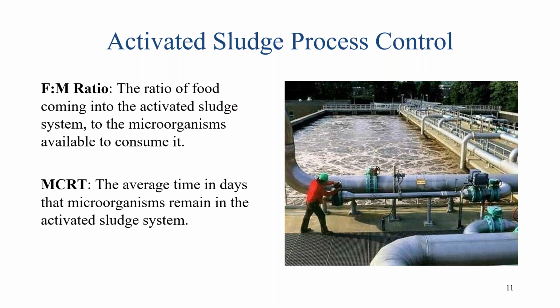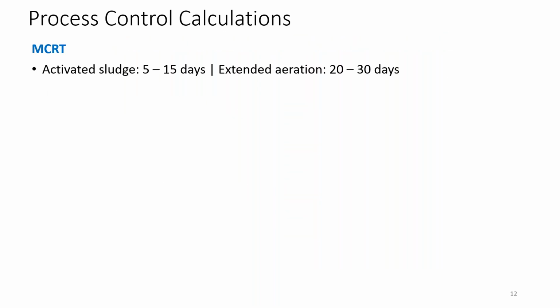The MCRT is the mean cell residence time, and the word mean means average in this case. The average time in days that the microorganisms remain in the system. We're recirculating the solids where they settle out in the clarifier. We're recycling a large portion of that back to the aeration tank, and it settles again, and we recirculate it back again. And so it will remain in the system for a number of days. The MCRT for conventional activated sludge can range anywhere from 5 to 15 days.